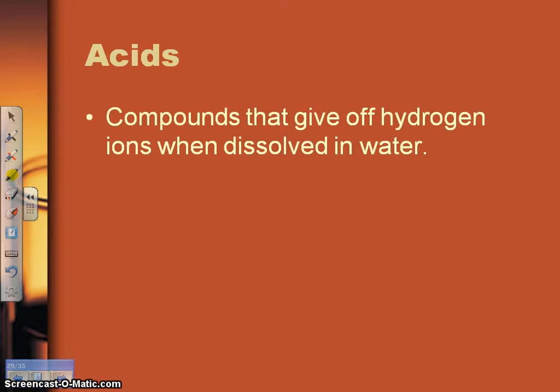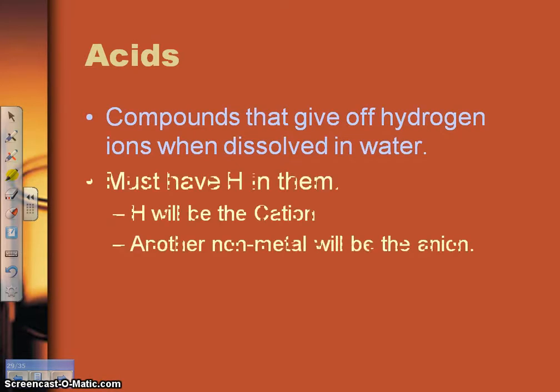So the first thing is, an acid is a compound that gives off hydrogen ions when dissolved in water. And basically, if it's going to give off hydrogen ions when dissolved in water, hydrogen ions are positive, so they're cations. So the first thing we're going to look for is compounds which have hydrogen in them. And where they're going to have hydrogen in them is going to be in the cation position.